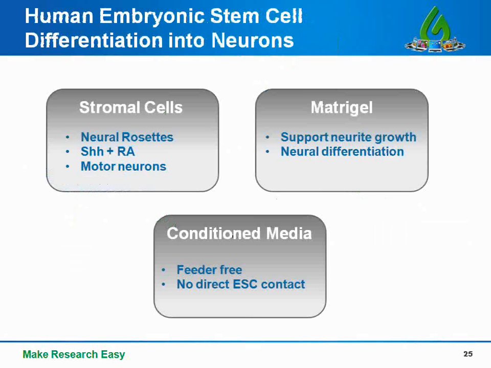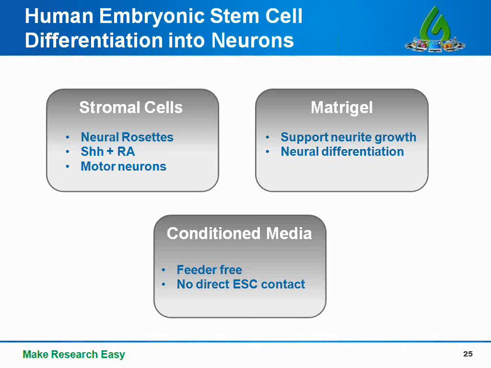So here are a few common culture systems that can be used to differentiate embryonic stem cells into different types of neurons. Now the top left highlights using stromal cells as a feeder cell line, which promotes human embryonic stem cells to differentiate into neural rosettes, which are of a neural epithelial lineage that can be further differentiated into motor neuron progenitor cells by culturing with sonic hedgehog and retinoic acid.